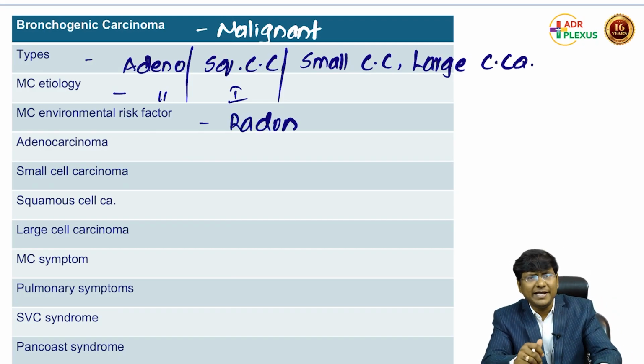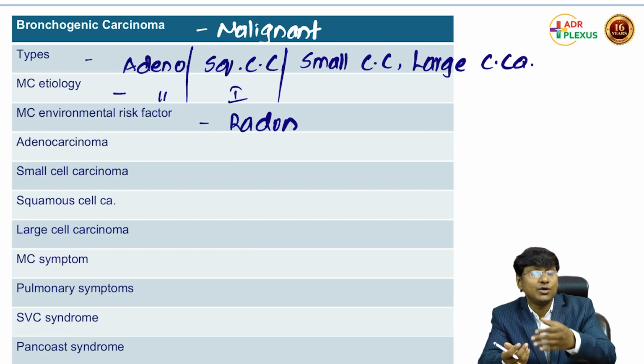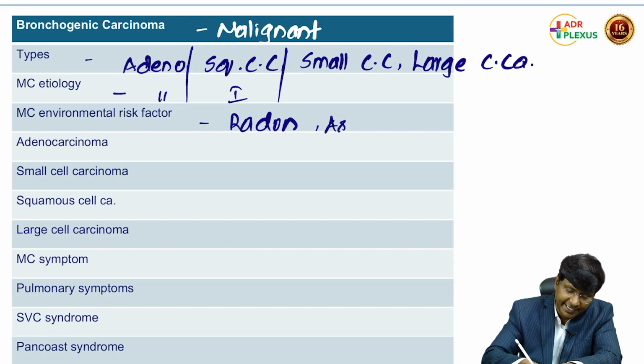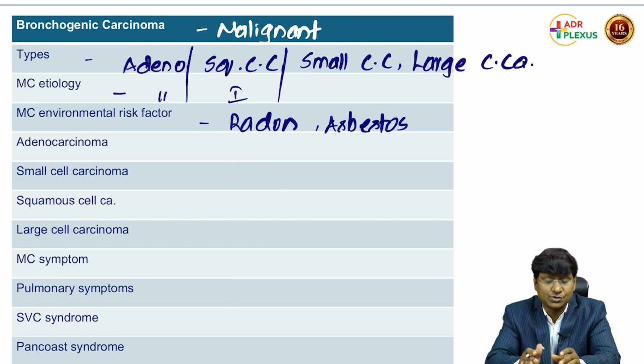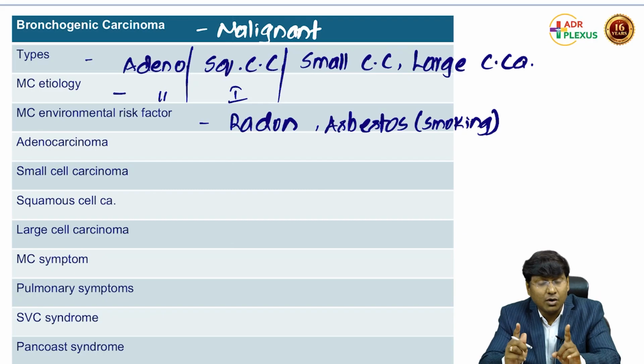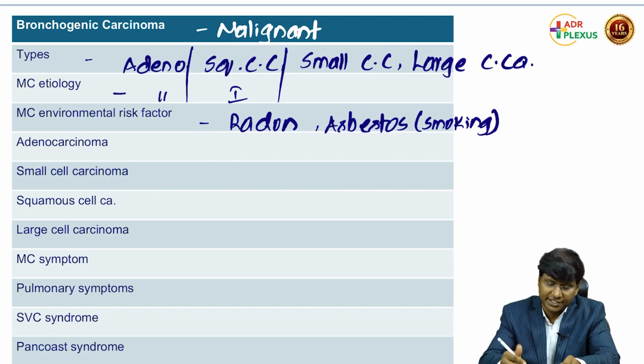And not only exposure to the radon gas, apart from smoking and apart from exposure to the radon gas, the other etiologies that will be contributing to the development of bronchogenic carcinoma is exposure to the asbestos, right? Exposure to the asbestos. And these patients who are having exposure to the asbestos and upon that they are also smokers, there is almost 60 to 100 times increased risk of development of bronchogenic carcinoma.